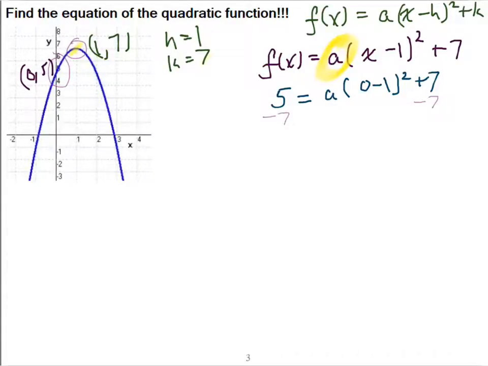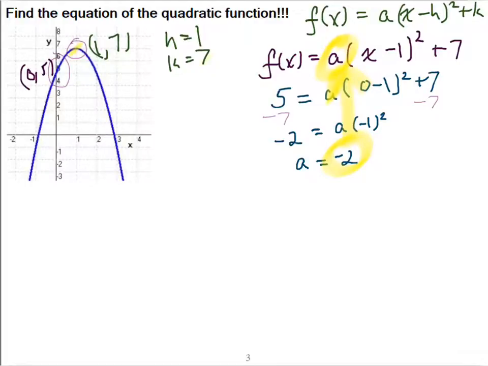And I have negative 2 equals a times negative 1 squared. What's negative 1 squared? Negative 1 squared is 1. So a is going to equal negative 2. So now I take that negative 2 right there, and I'm going to plug it in for a up there.